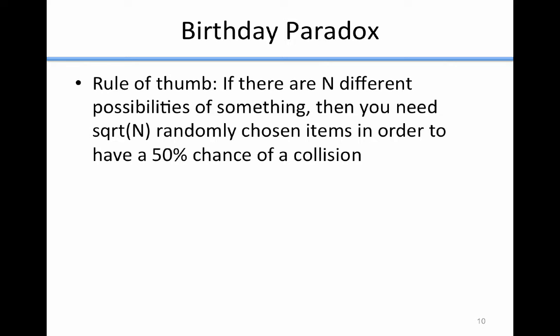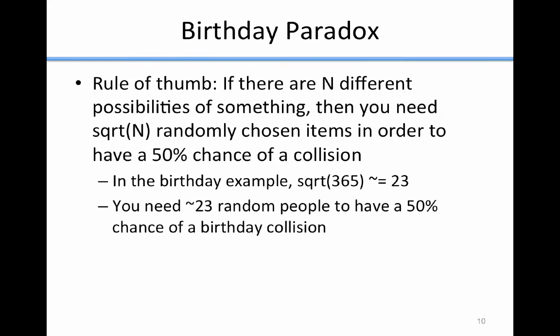So in the birthday example we just did, there are 365 possible birthdays. So the square root of 365 is about 23. So the answer to our question is you need 23 random people together in a room in order to have a 50% chance of a birthday collision. That's the birthday paradox. And the reason we call it the birthday paradox is because that number seems a lot smaller than you would expect, right?